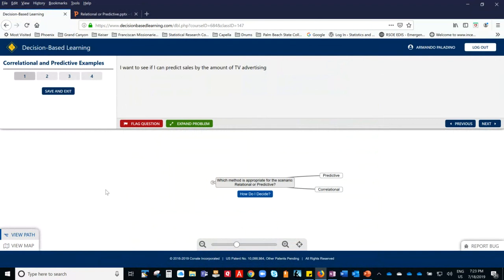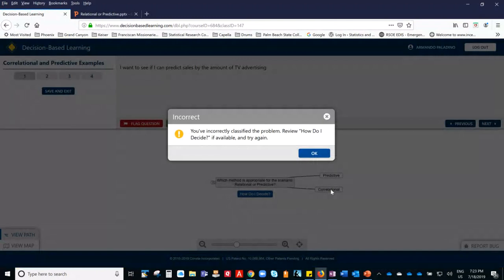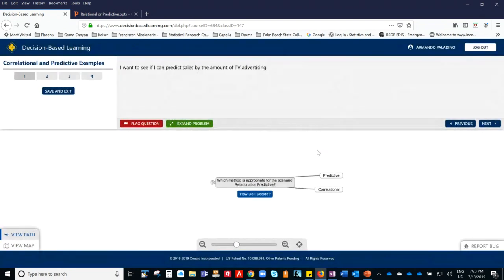Now, I want to see if I can predict sales by the amount of TV advertising. Predictive or correlational? Predictive. There you go. If you were to answer correlational, then DBL will tell you that you incorrectly classified the problem. Review, how do I decide? That's what we are learning here for future models, completely design the presentation in DBL. But so far, that's the way we're doing it. So you answer predictive, so let's go ahead and answer predictive. There you go, good answer. To predict, we use linear regression.